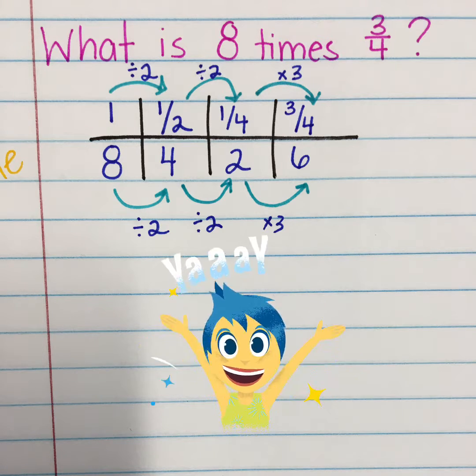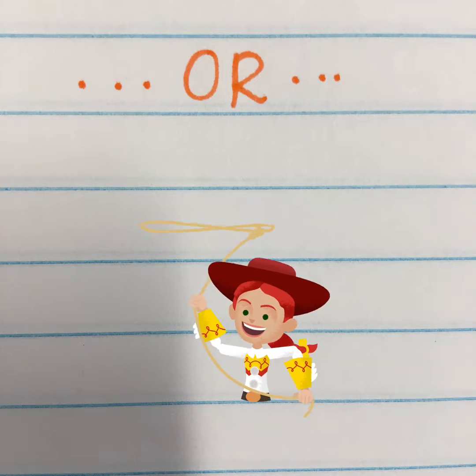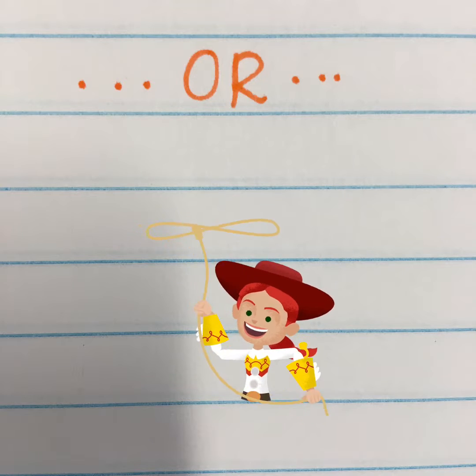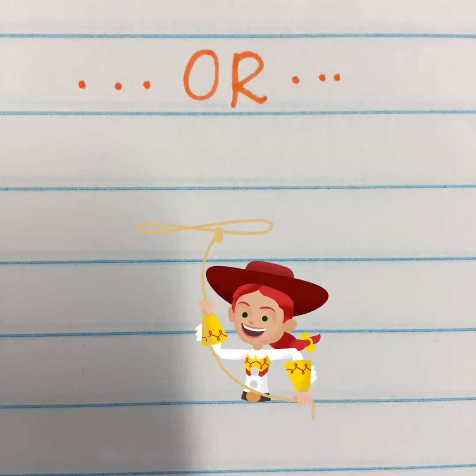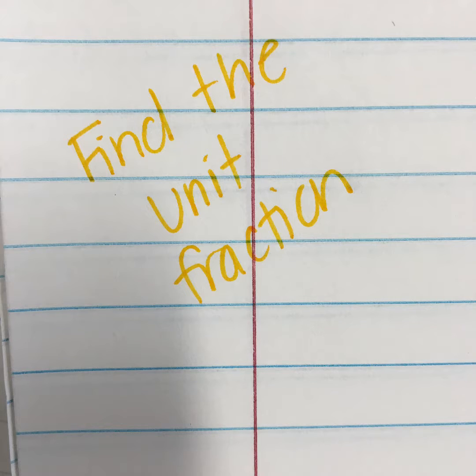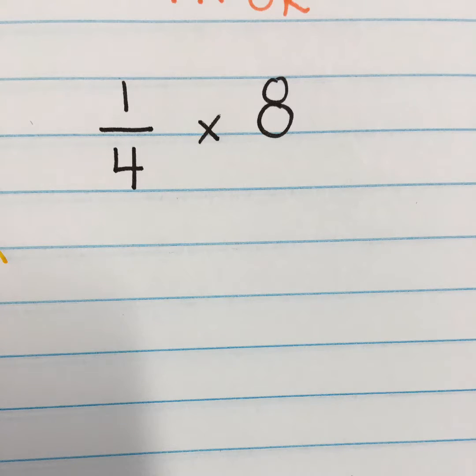How'd you do? There's one more option. Actually, there's 2 more options, but let's get this next one going. We can simply find the unit fraction to help us without using a ratio table. In other words, 1/4 of 8.